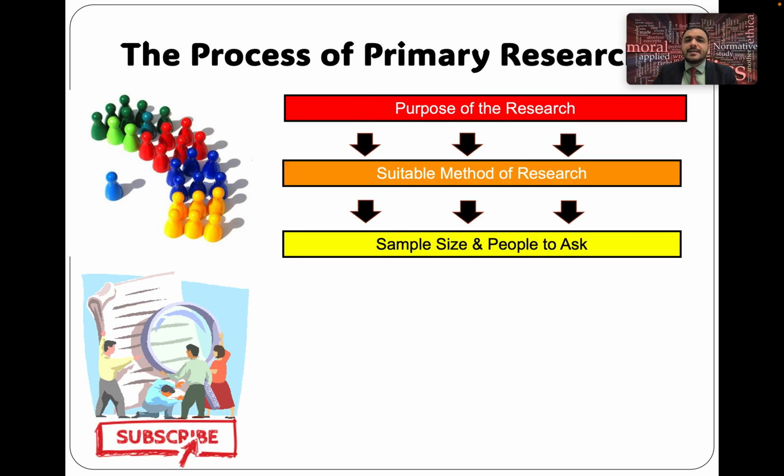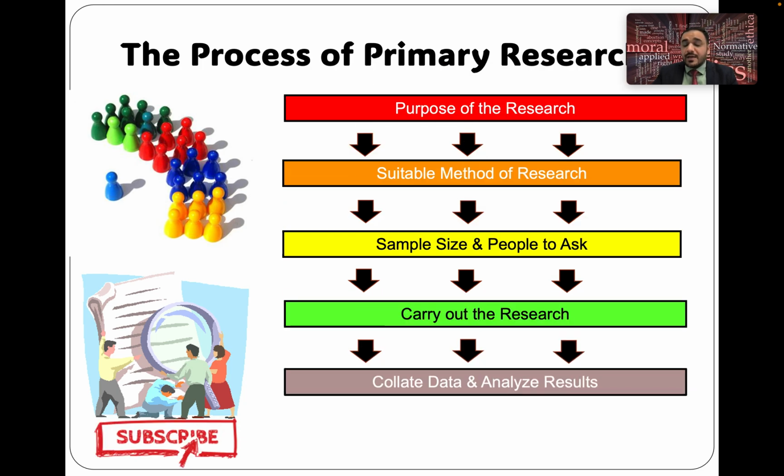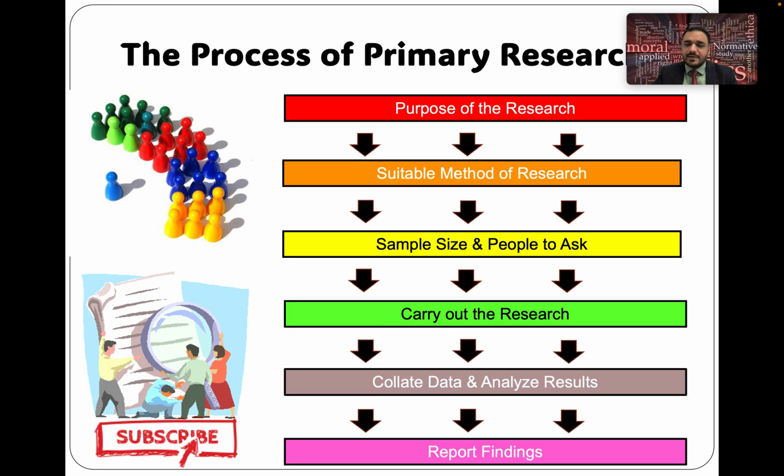The process includes, first of all, the purpose of research: why you are going to research, what you are going to research. Then you will use a suitable method of research. Then you will choose a sample size. You will ask questions to people, so you choose the range of people you are going to ask. Then you will carry out the research, you will collect data and then analyze the results. After that you will report findings, you will report what you have actually gathered. So this is how the process of primary research takes place.